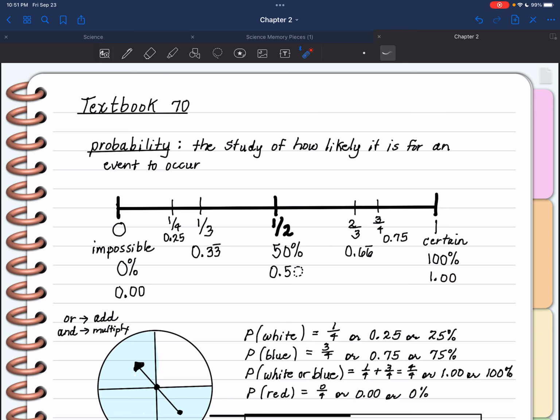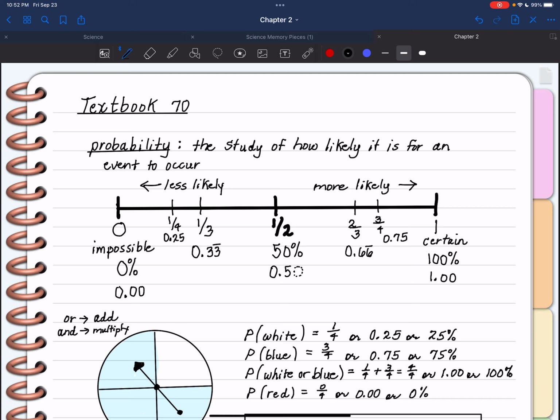The greater the probability that an event will occur, the closer the number will be to 1. So as you go up this line, the probability gets greater. The less likely it is, it will get closer to 0. So as you move this direction, things become less likely. And as you go up the line, things are getting more likely until they get to 100% where they're certain.